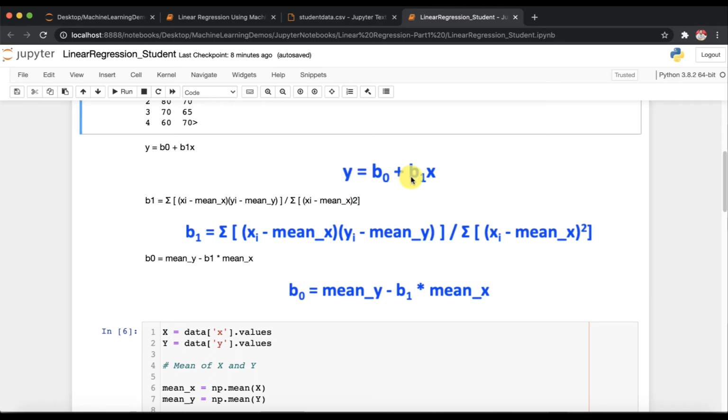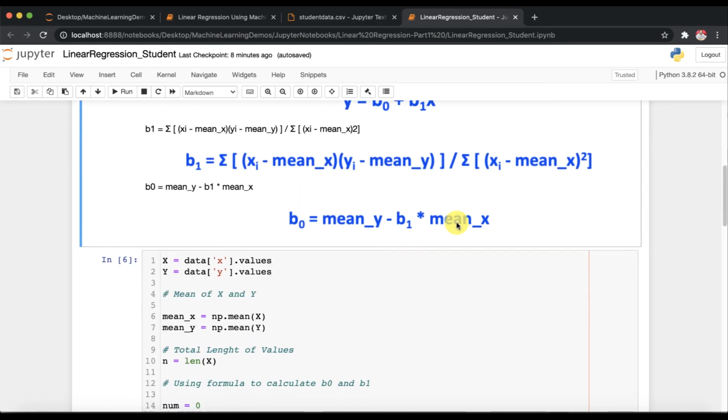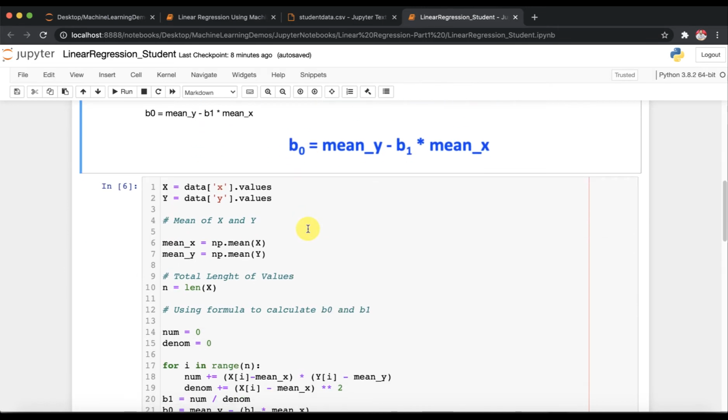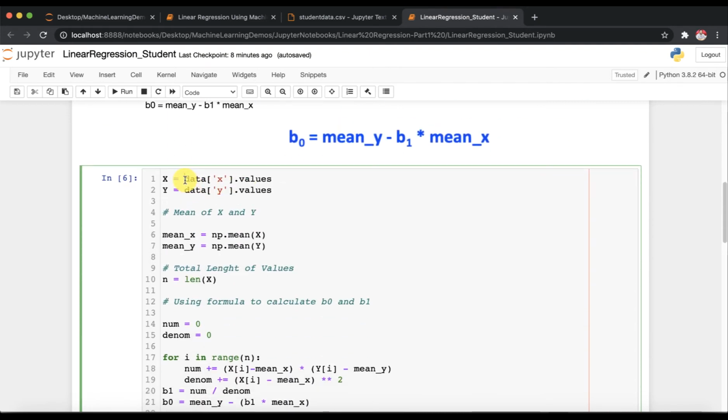Now here you can see this example I have put for reference: y = b0 + b1x. So first of all we are going to calculate the mean of x and the mean of y, and after that with the use of this particular formula we are going to calculate the coefficients b1 and b0, right? First of all I'm going to fetch the values. This is capital X and capital Y, which is different from this x and y. I'm just storing the x values in capital X and only the y values in capital Y, because we need to calculate the predicted values.